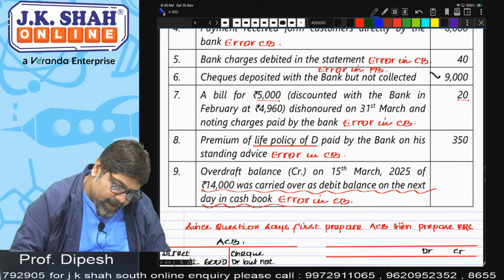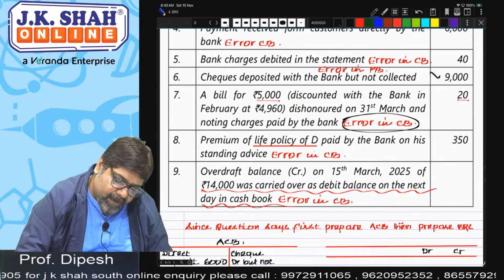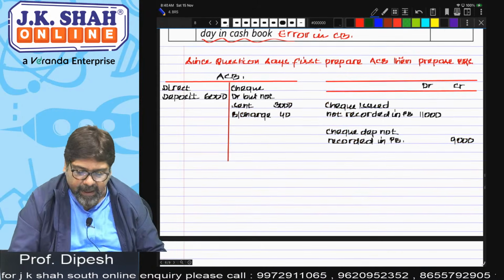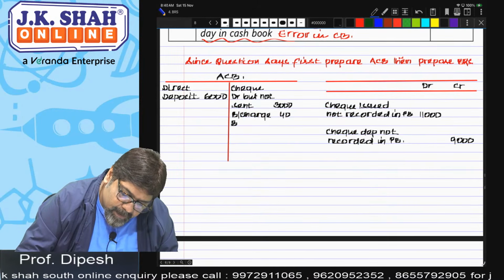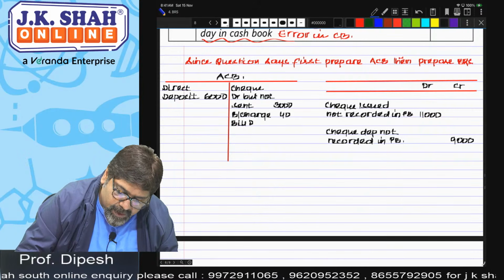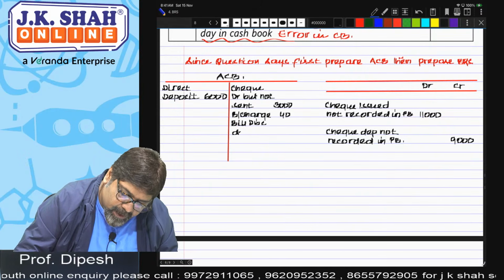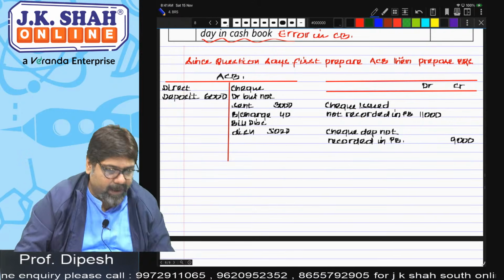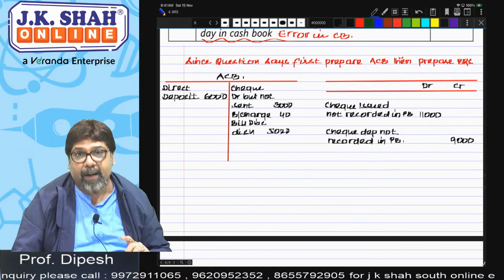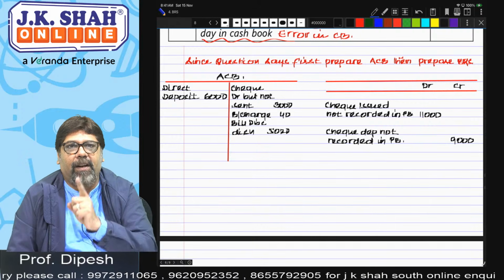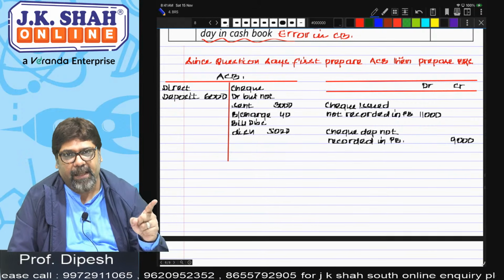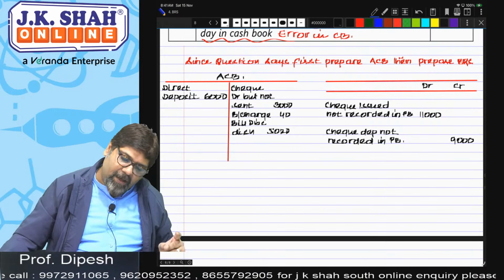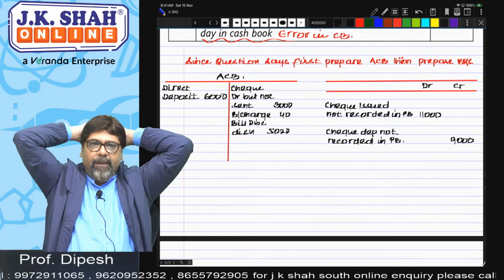Thereafter, payment not recorded in the passbook. How much? 5,020. Bill discounted, dishonor. Bank has taken the payment and we have not recorded. So the cash book has not recorded a payment of 5,000 plus noting charges of 20.